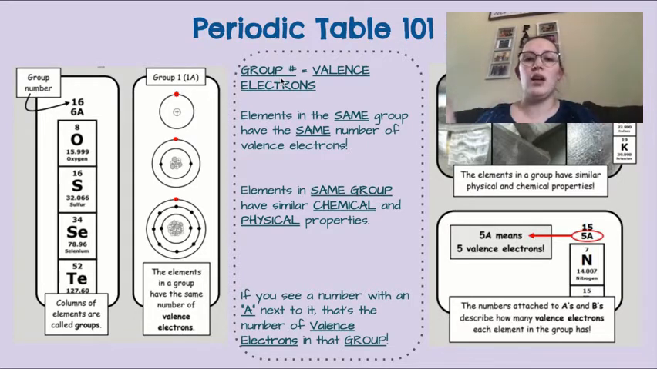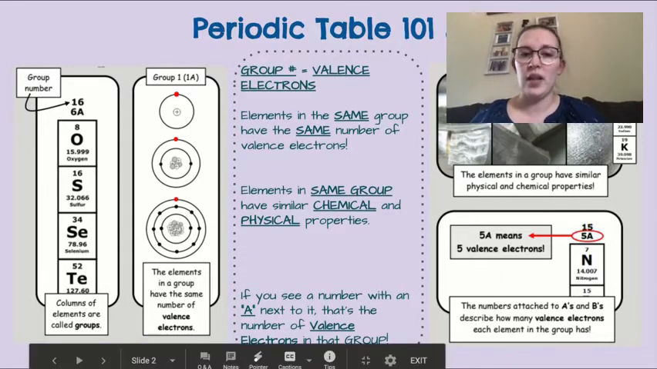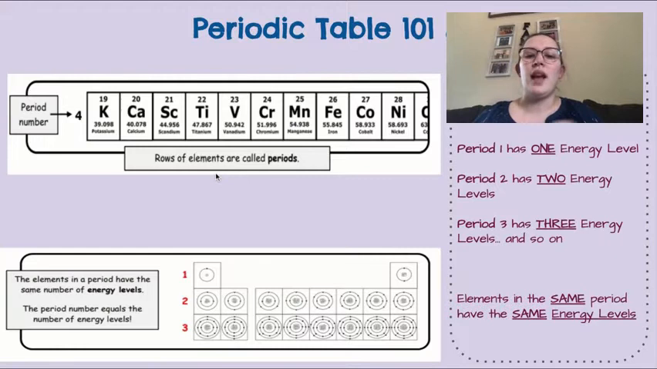That is what we use in chemistry. Okay, the periodic table is your best friend. Remember, our group number tells us our valence electrons. If we look at 6A in group 16s, the 6 is going to tell us that this group has 6 valence electrons. Okay, elements in that group all have the same number of valence electrons. They have similar chemical and physical properties. Okay.